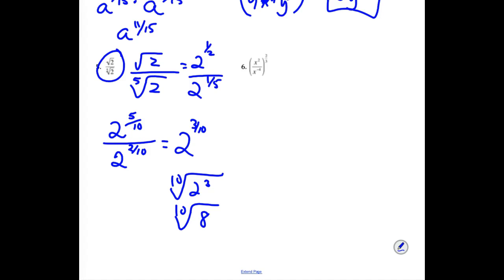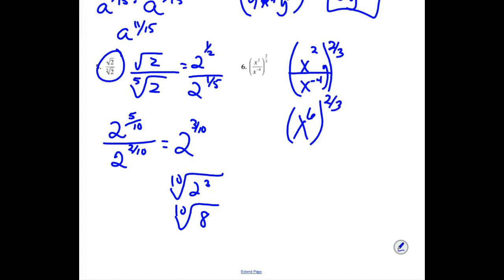Question 6. We have x to the 2nd over x to the -4th, and the whole thing is raised to a 2/3 power. Can we clean up inside? Yes. That x to the -4th, we want to think of bringing that up, right? Flipping it so it's not negative anymore, which means the inside simplifies to what? x to the 6th. We are then raising it to a 2/3.